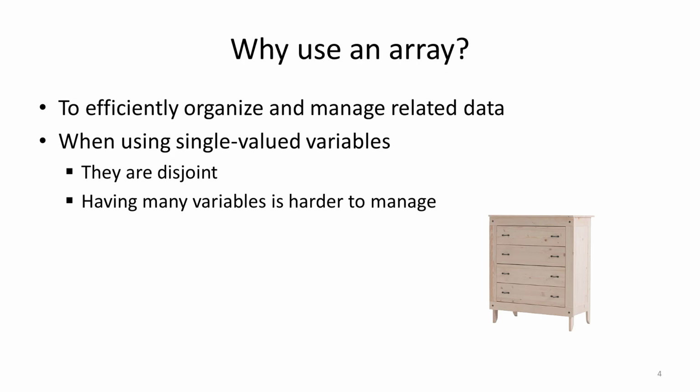So why would we want one variable that stores more than one value when we can just create individual variables to store the data? The short answer is to efficiently organize and manage related data. When you do use individual single-valued variables, they are considered disjoint. So you would have to create code for each specific variable that you have. So if you have many variables, it makes it that much harder to manage each of them.